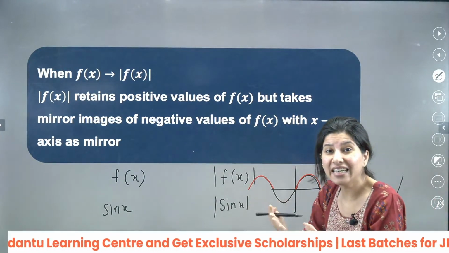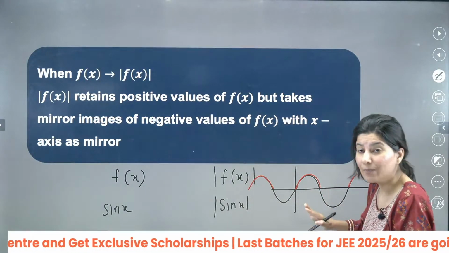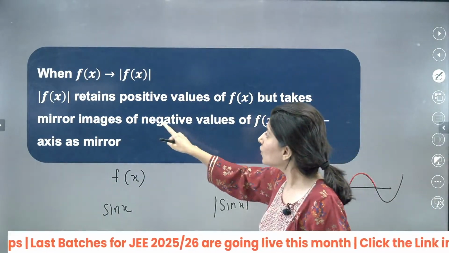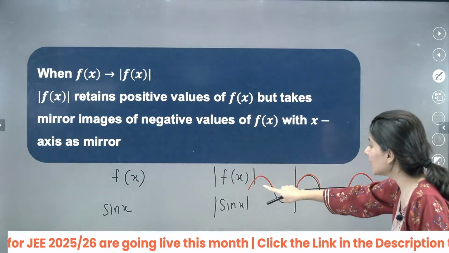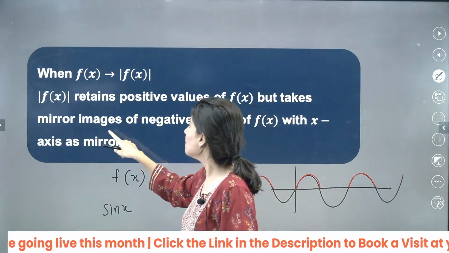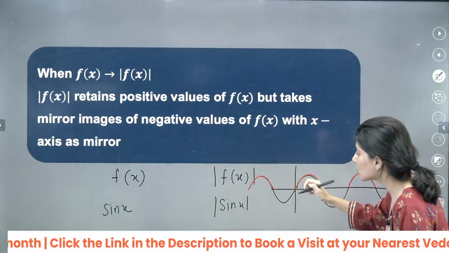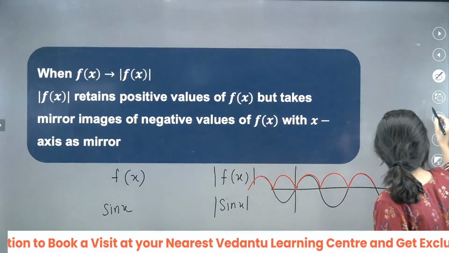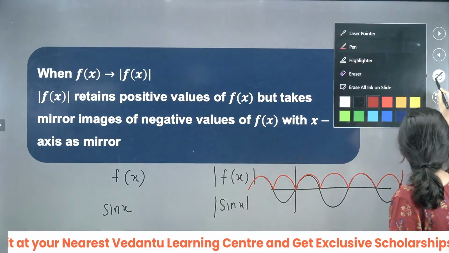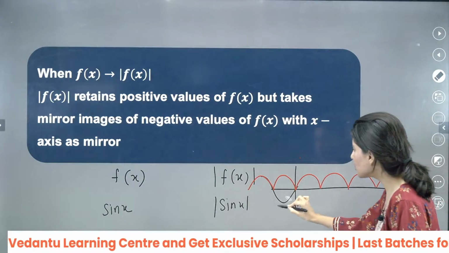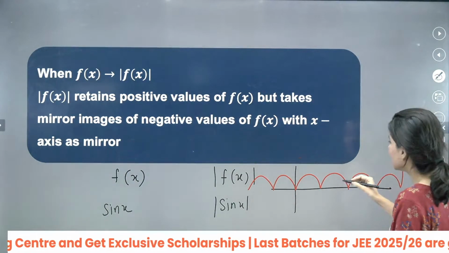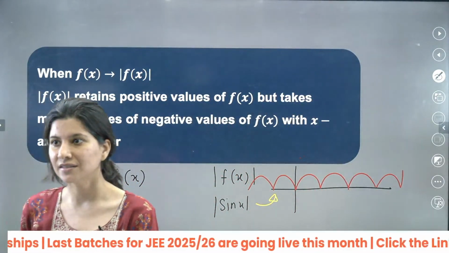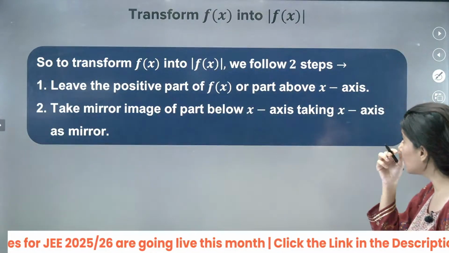So you need to delete that portion which is below x-axis, and you need to take mirror image of this portion about x-axis. So retain the positive value of fx. We are retaining the positive values, but take mirror image of negative values. This black portion will become like this. This black portion will become like this. This black portion will become like this. Now if you erase the black portion, this is the graph of mod of sin x. Got it? I think many students have already got it.